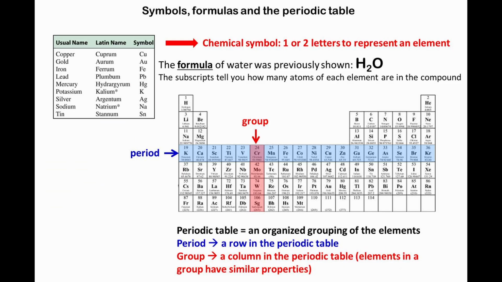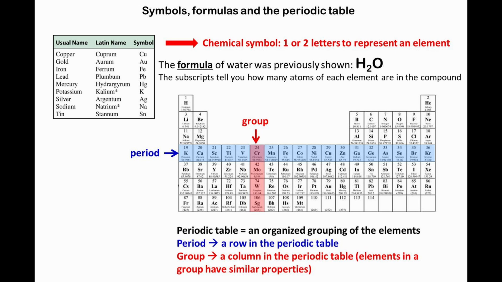Chemical symbols are used to show the elements that make up matter. A chemical symbol contains 1 or 2 letters to represent an element. A formula is used to show the composition of a compound. The subscripts in a formula tell you how many atoms of each element are in the compound.